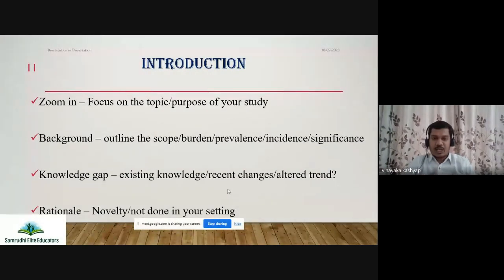And then finally rationale. What is the novelty? That is, is it a new thing, or is it not done in your setting? For example, prevalence of anemia: we know that anemia is prevalent among the reproductive age group. Then why are you doing it? Is there any specification you are doing it for, any particular age group, any particular setting, maybe in the lower socioeconomic status, or maybe in school-going girls, something like that. So is there any novelty? It must be something new. That is what you're supposed to write in the introduction.